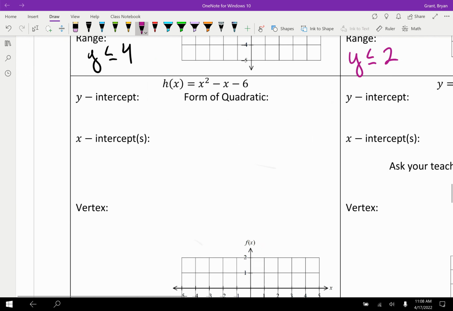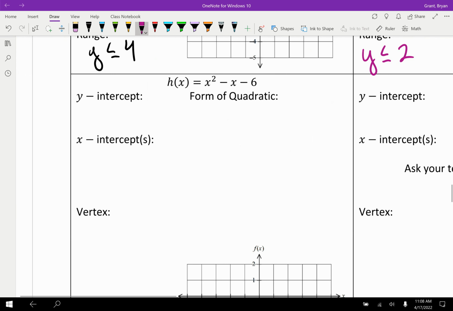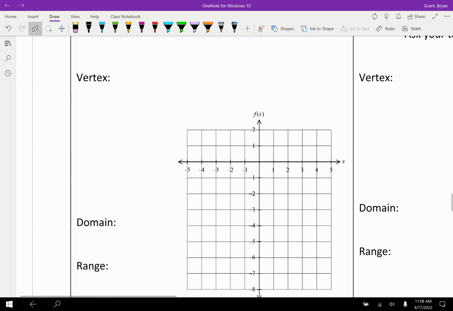Continuing on through, y-intercept. Well, this one is in standard form, so I know when I find the y-intercept, it's just the number at the end. Don't forget the negative, -6. That looks pretty good there.